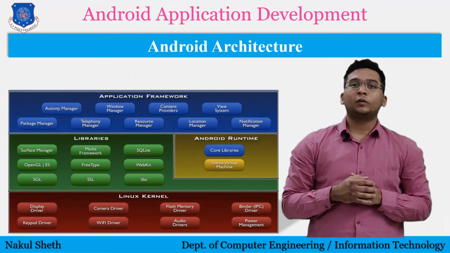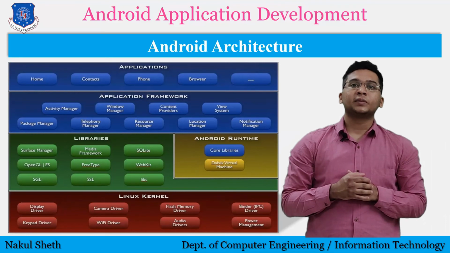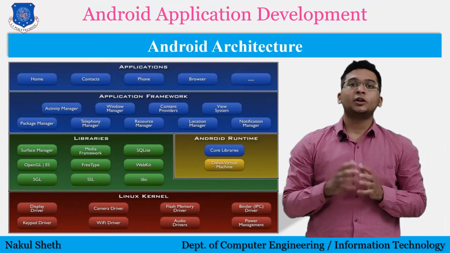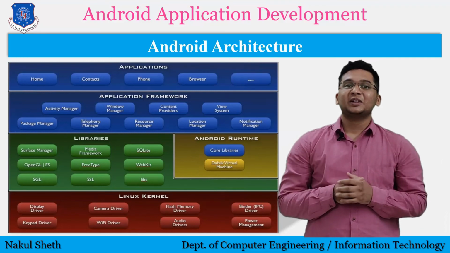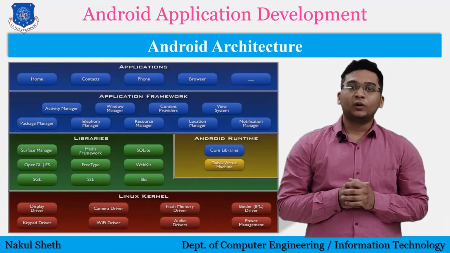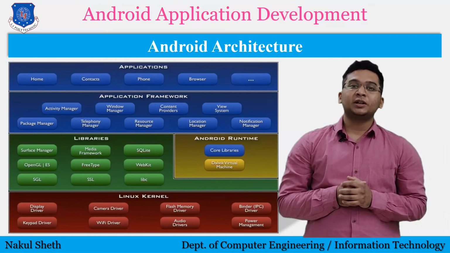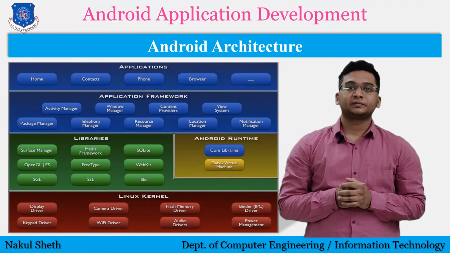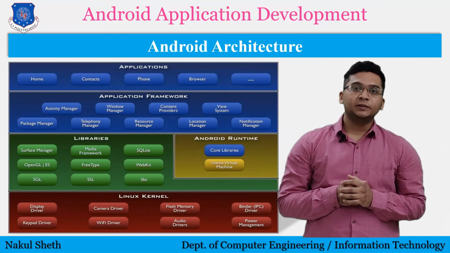And the last layer of Android architecture is the application layer. In this layer, we have some built-in applications, like when you purchase a new mobile phone, which has some built-in apps such as contact app, phone app, browser, and so on. This application layer is also known as the user developed application layer. So this is all about Android architecture.